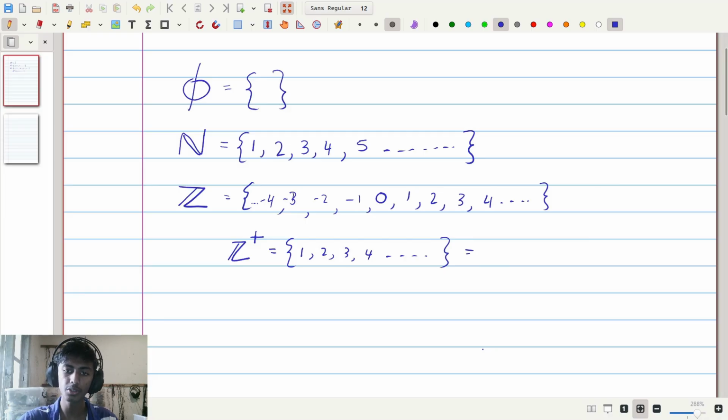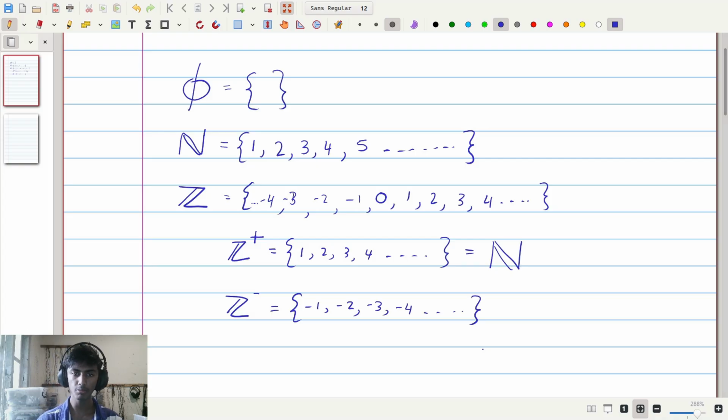But we tend to use the positive integer notation rather than the natural number notation in the papers, at least. Note that they are exactly the same. So if someone gives you the natural numbers, it's the exact same as saying the positive integers. Furthermore, we have the negative integers, which need no real explanation. It's just -1, -2, -3, -4, and so on in that pattern.